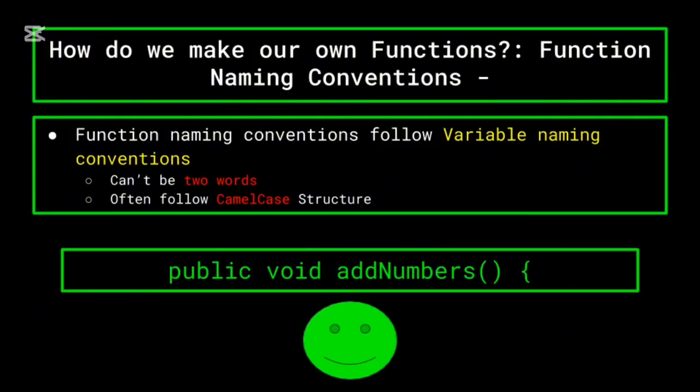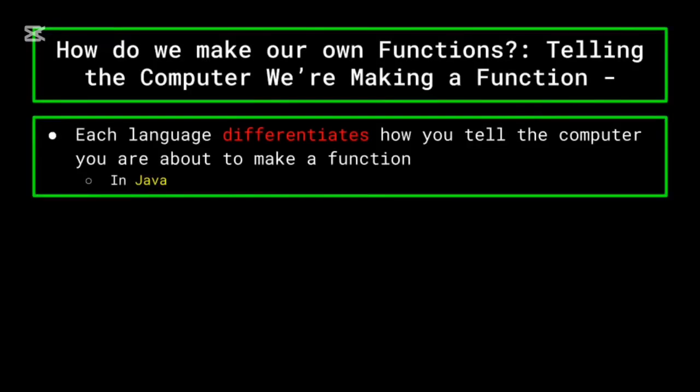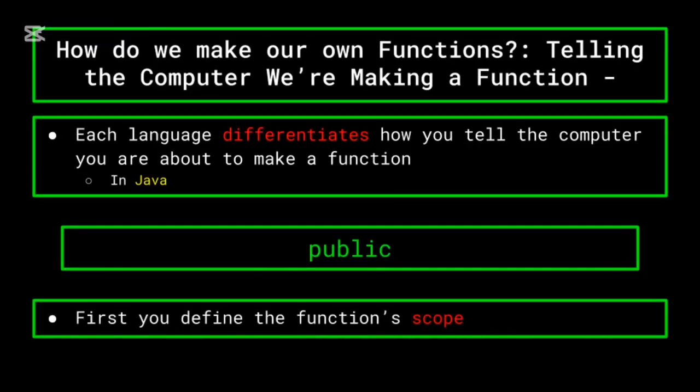Alright, so in general for making functions, each language differentiates on how you tell the computer that it's actually a function. In Java, you have to define the function's scope, which is something you don't really need to know unless you're going to become more invested in Java, but basically it tells the computer which parts of the code can use the function and which type can't. For this series, all of our functions that we make are going to be public. From there, you then determine which type of function it is.